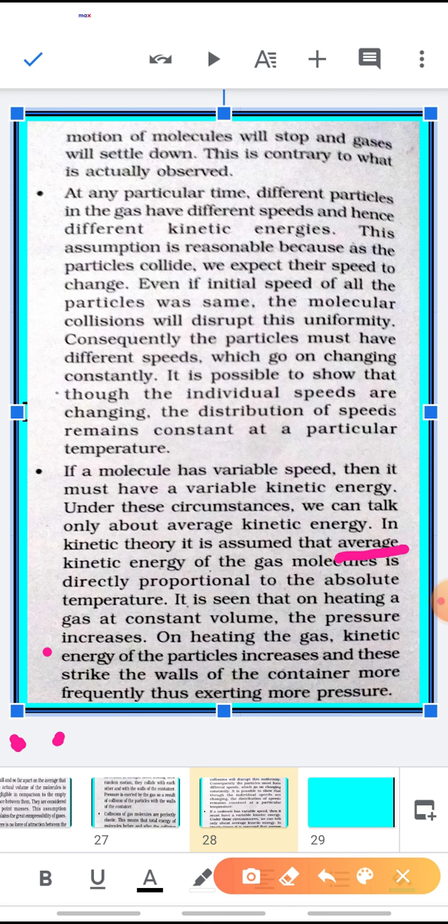But in the next presentation, we'll discuss the deviation from the ideal gas behavior. Deviation from the ideal gas behavior means all the gases do not follow the PV = nRT equation. Now, why don't they follow it? We'll discuss this in the next presentation.